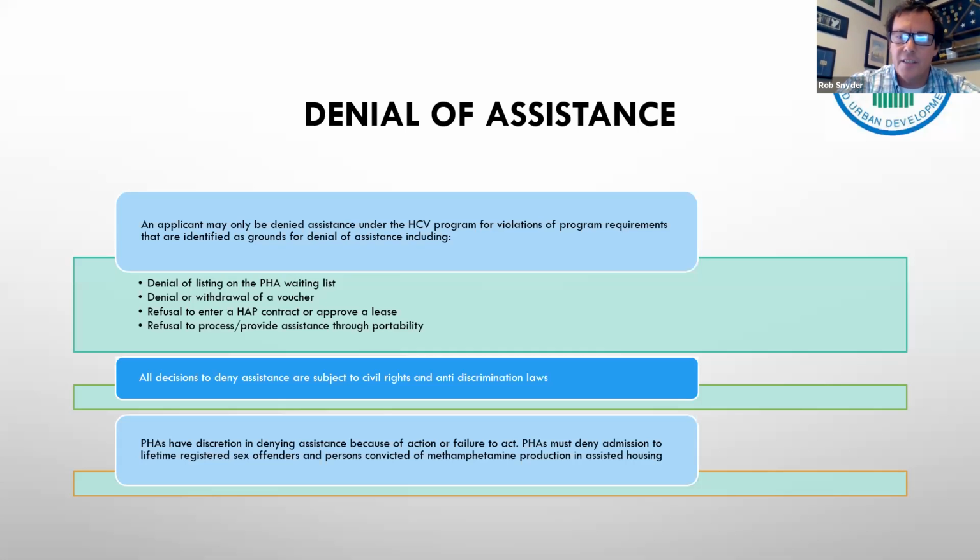And denial of assistance, like I said, the voucher guidebook chapter 12 talks about denial of assistance. We're not going to cover all that chapter today, but when denying assistance, it's definitely good to review that chapter of the guidebook for some information. So assistance can be denied for violations of program requirements, and some of those are listed there.